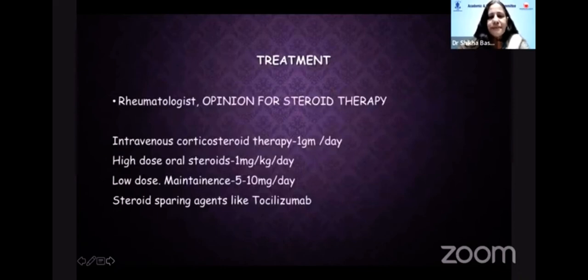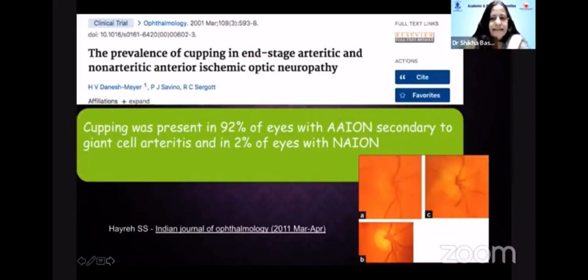Coming to the treatment, it should be co-managed with a rheumatologist. Initially, give a thumping dose of intravenous corticosteroids, 1 gram, and then follow it up with a high dose of oral steroids, 1 milligram per kg per day, and it should be tapered gradually once the CRP and ESR come down. Then you can keep the patient on a low maintenance dose of 5 to 10 milligram. Of late, steroid-sparing agents like tocilizumab have been tried as treatment.